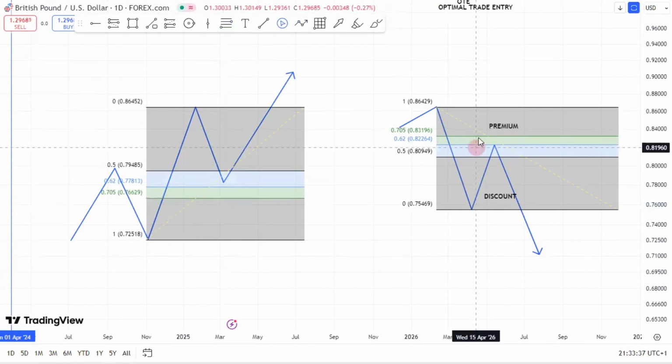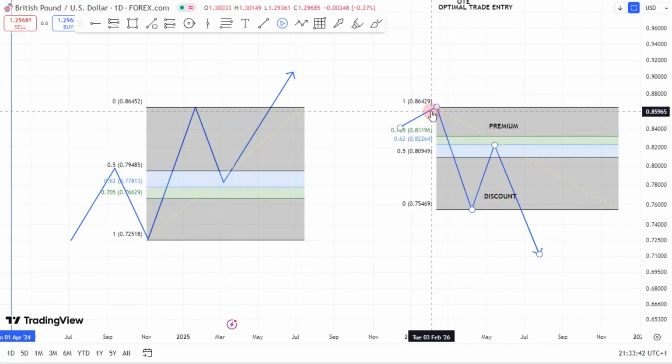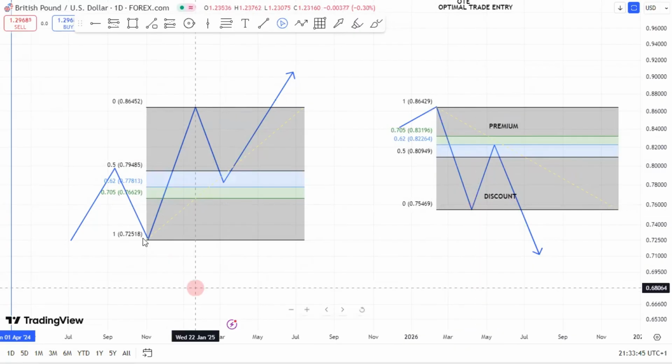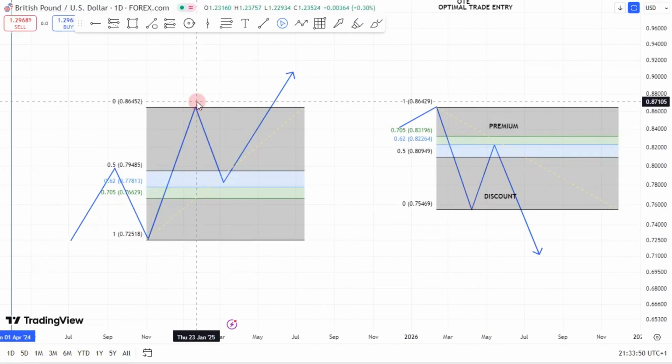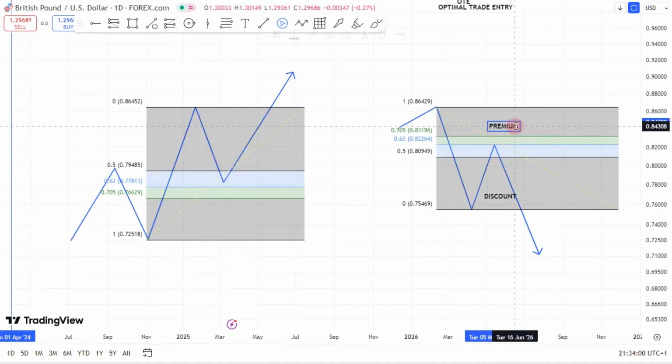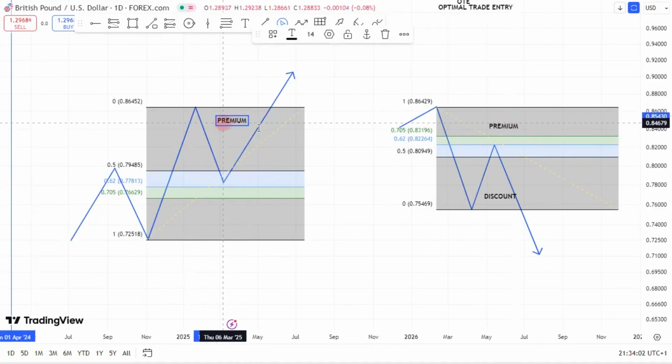So you see, in a situation where you're trying to sell, you draw your fib on your trading range from up down. This is where you are trying to buy, you draw your fib from down up. Now, in a situation where you're trying to buy, you could actually start selling here because price is at a premium.